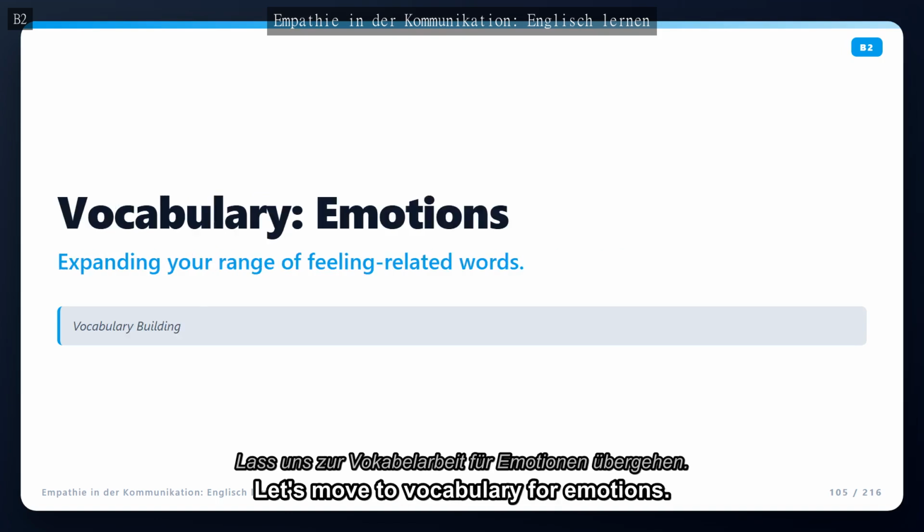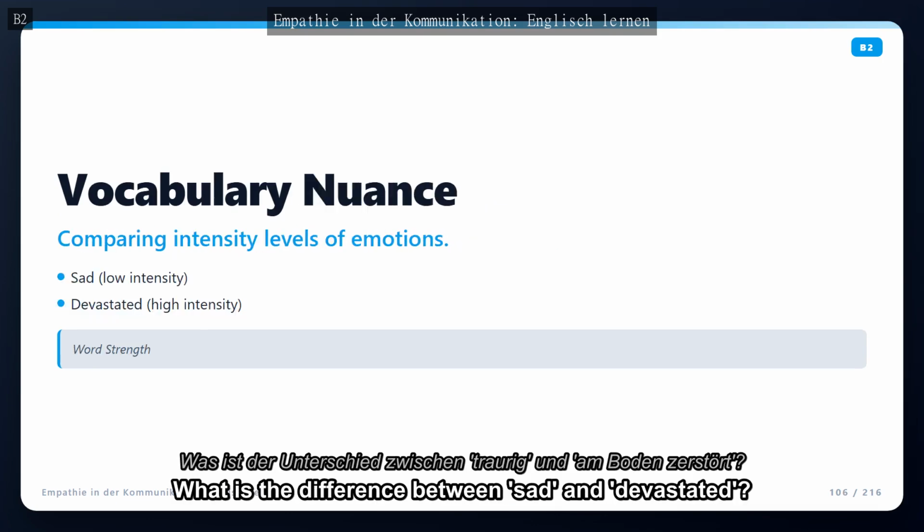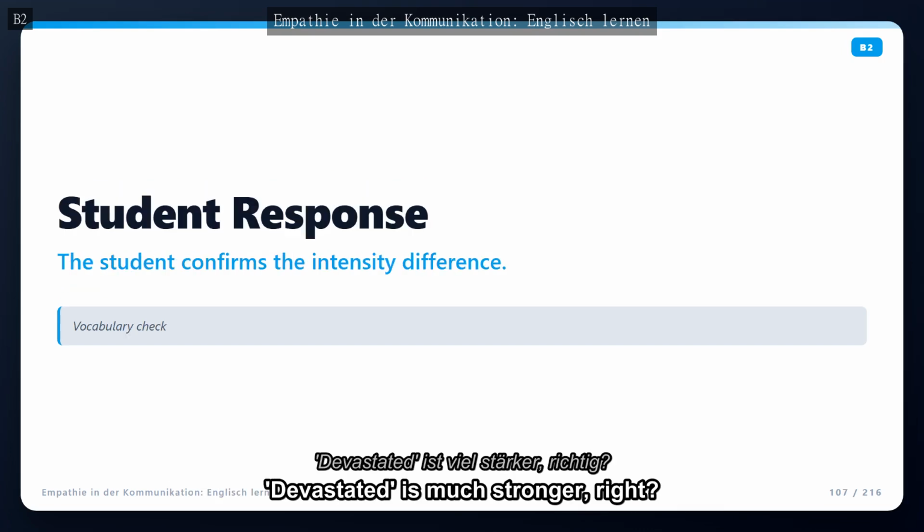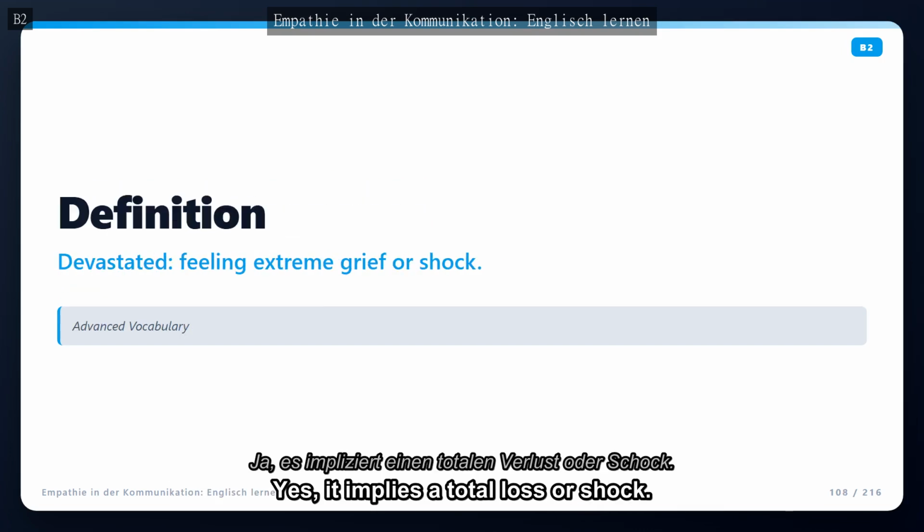Let's move to vocabulary for emotions. What is the difference between sad and devastated? Devastated is much stronger, right? Yes, it implies a total loss or shock.